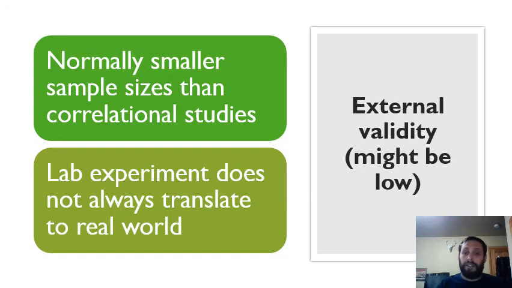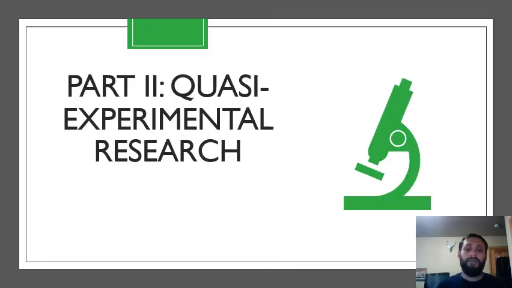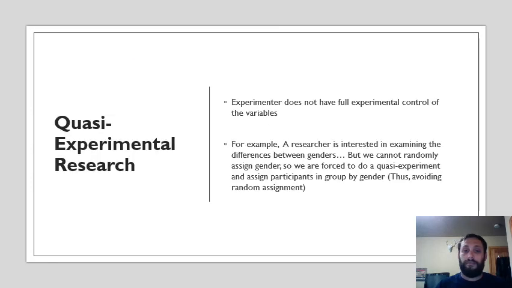Next, we'll talk about quasi-experimental research, which is a unique aspect of experimental research in which we can't truly manipulate our independent variables, but we use these grouping variables still in a way that mimics experimental research. So, what is quasi-experimental research? Quasi-experimental research is when an experimenter does not have full experimental control of the variables.